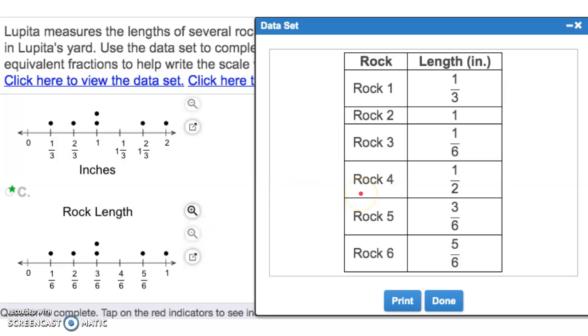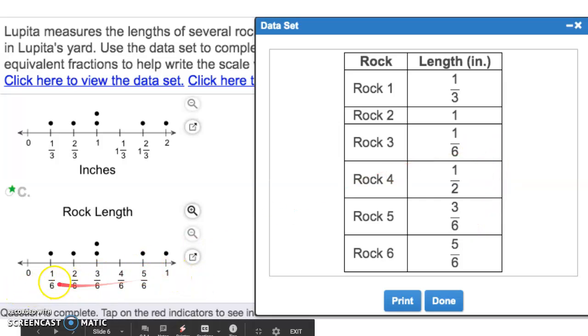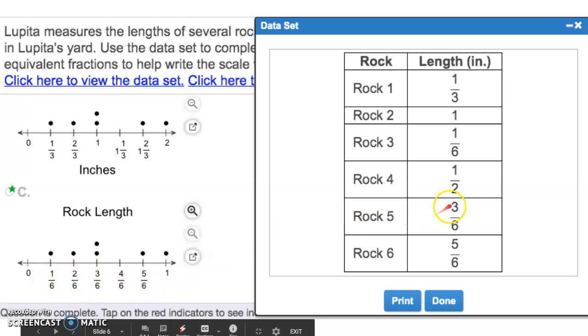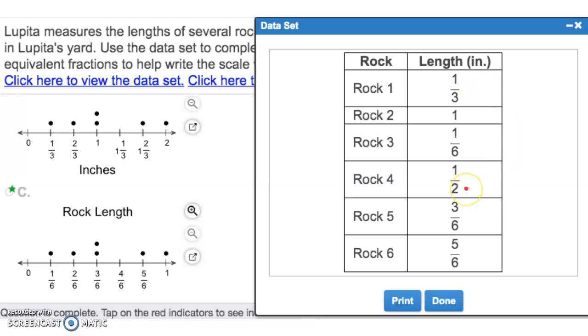All right, but the big thing for this one was that the data on the line plots, look, it was 1/6, 2/6, 3/6. They're not simplified at all. 2/6 is not simplified, 4/6 is not simplified. But if you look at this data, it is simplified. 1/3 is the same thing as 2/6. 1/2 is the same thing as 3/6. So that's kind of how they tricked you with that problem. They didn't have simplified fractions here, but they had some simplified fractions here. So they wanted to trick you on that problem.